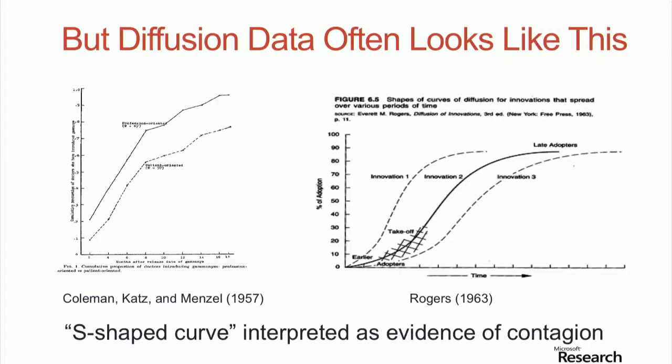The reason why I'm bringing this up is that historically, when we look at empirical data about things spreading through a society or a network, we don't see the picture that I just showed you.